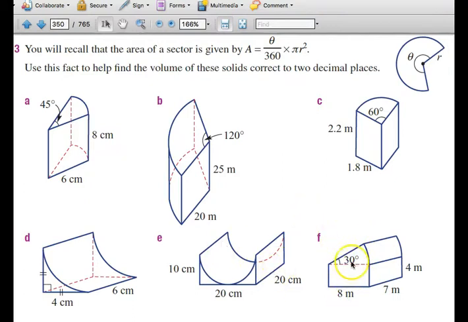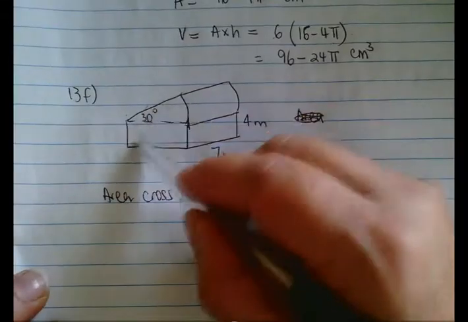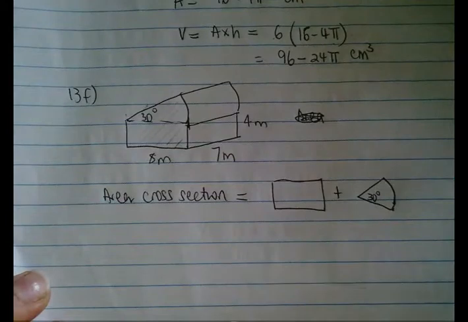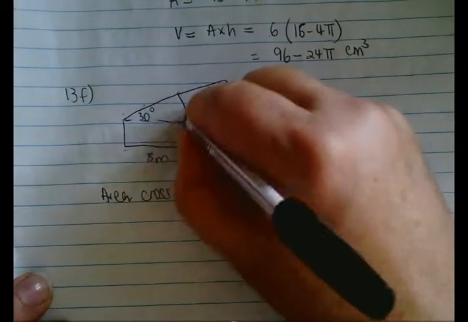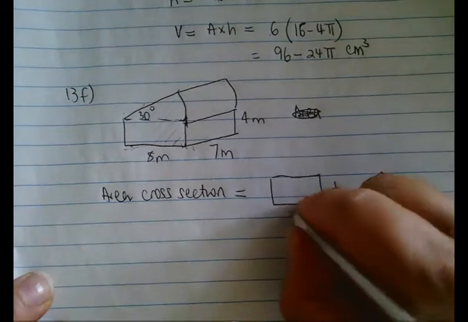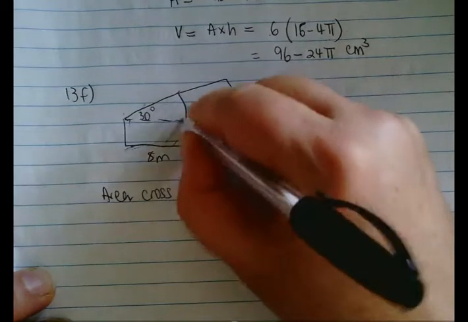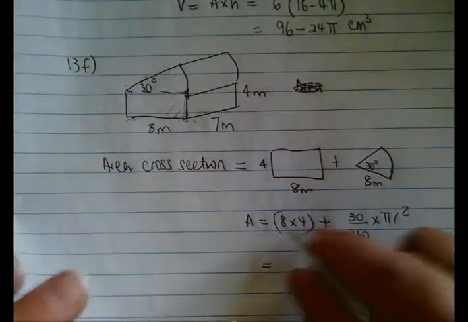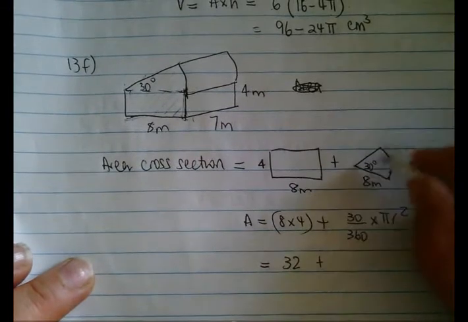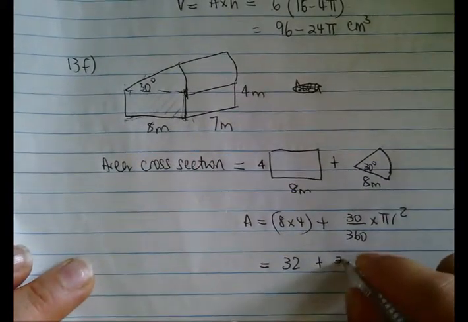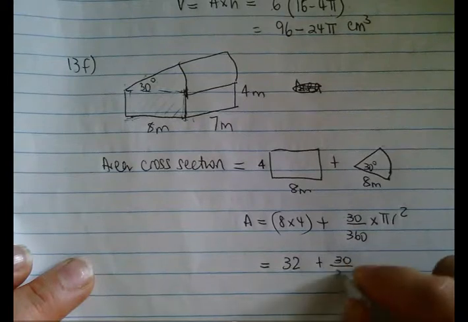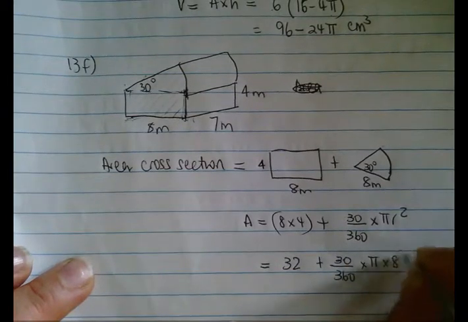What about this one? You would do the rectangle area and the sector. Let's just do that one now. Girls, I would be doing the front face, uniform cross section, definitely. What are the dimensions? 8 times what? Yeah, just be careful. Notice I went like that with my pen to make sure I'm getting the correct dimension. 8 times 4 is 32. Plus, we've got that fraction of a circle, which is 30 over 360 times pi times 8 squared.